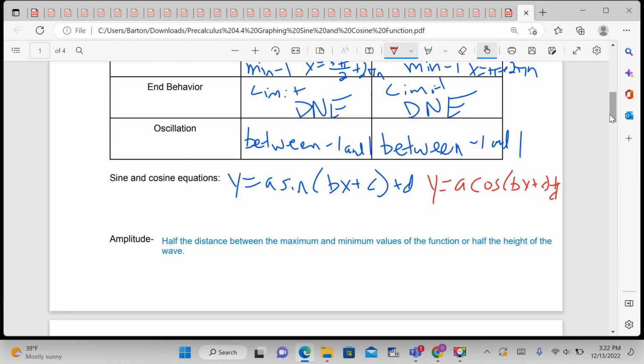What I have here is your basic sine and cosine equations, okay? Y equals a times sine of bx plus c plus d, and then same thing goes with cosine. Each of the 4 letters has a different meaning and changes your graph differently. The first one is amplitude. Amplitude focuses on your a value, okay? Your a value is what's going to tell us your amplitude. Amplitude is half the distance between the max and min values of the function, or half the height of the wave.